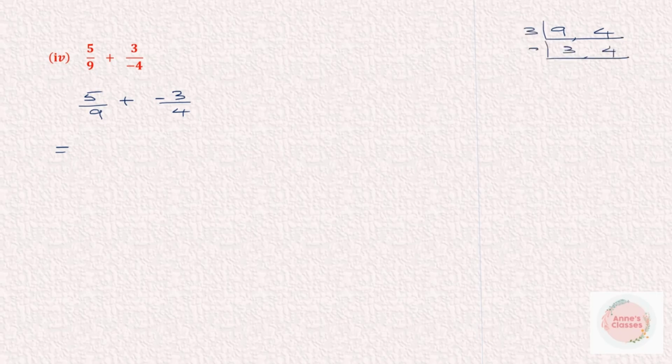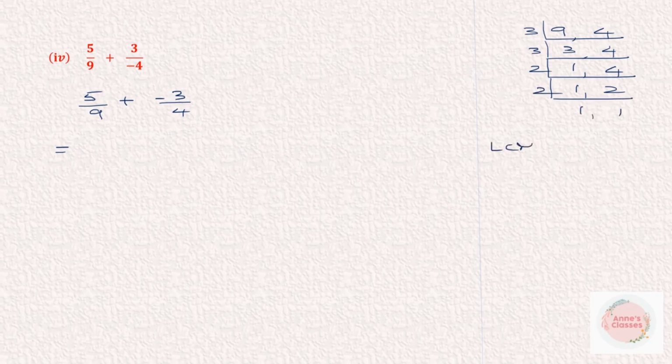Next one, 5 by 9 plus 3 by minus 4. So let's write that 5 by 9 plus, transfer the minus sign to the numerator, minus 3 by 4. So here denominators are different. Let's find the LCM of 9 and 4. Use 3. 3 3s are 9. Bring down 4. Continue with 3. 3 1s are 3. Bring down the 4. Now use 2. 1. 2 2s are 4. Continue with 2. 1 and 1.